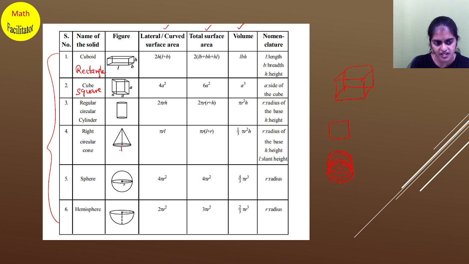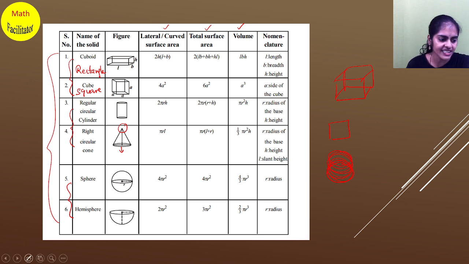Now you have a circular shape in the base and you have a vertex at the top, right? And sphere and hemisphere, you have to learn both together. Cylinder and cone you will learn together. Cuboid and cube you will learn together. So I'll tell you how to learn.